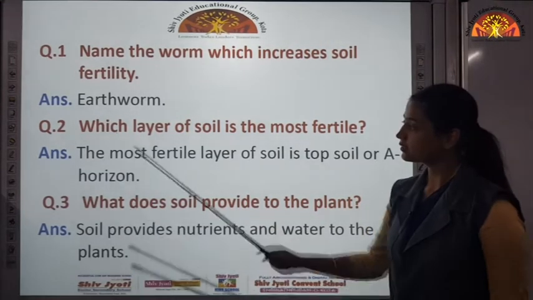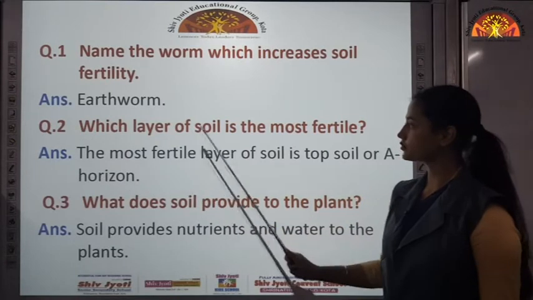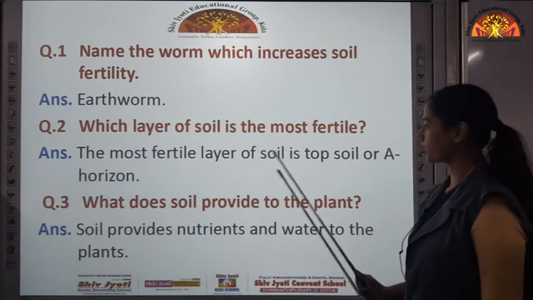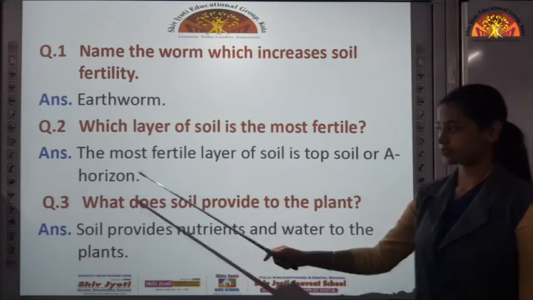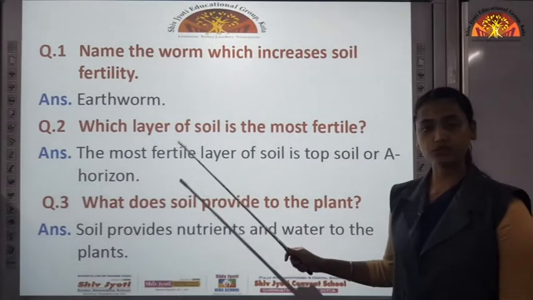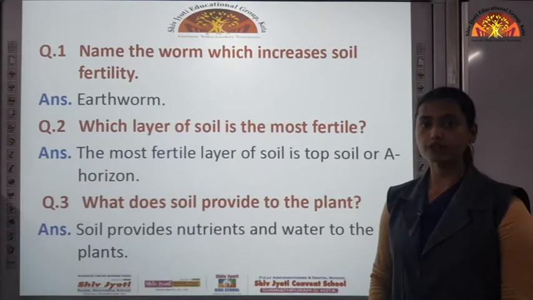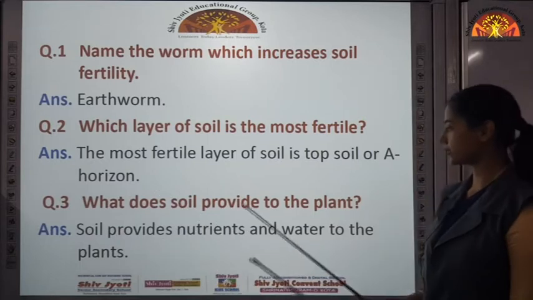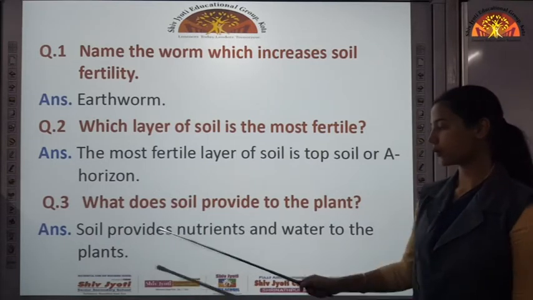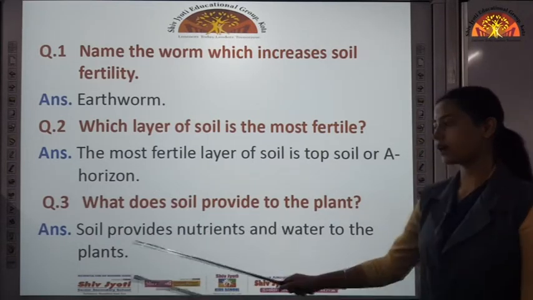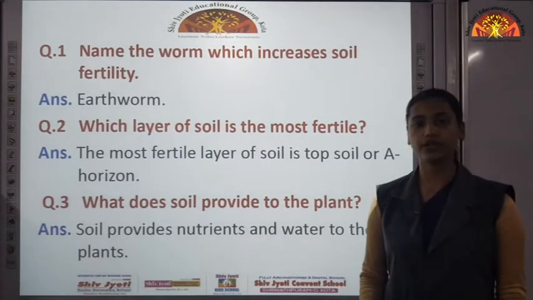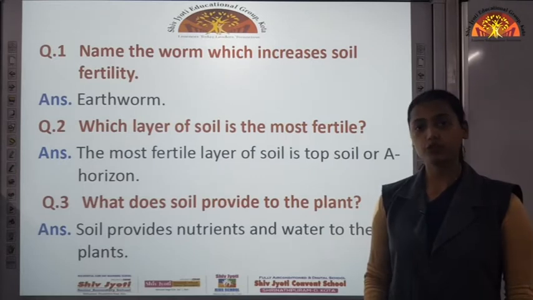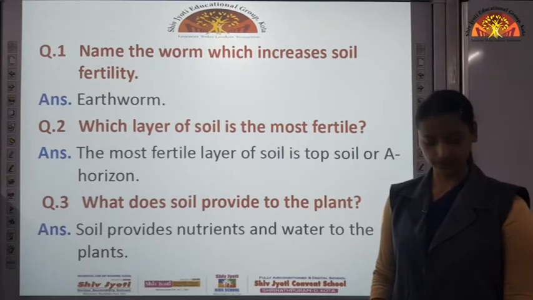Question 2. Which layer of soil is the most fertile? The most fertile layer of soil is topsoil or A horizon. Why is this layer most fertile? Because of the presence of humus in it. Question 3. What does soil provide to the plant? Soil provides nutrients and water to the plants. As we know that plants are grown where? In the soil. So, the food, the nutrients, the minerals, water, from where do they get? From the soil.